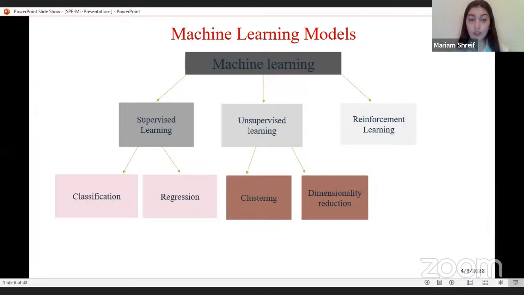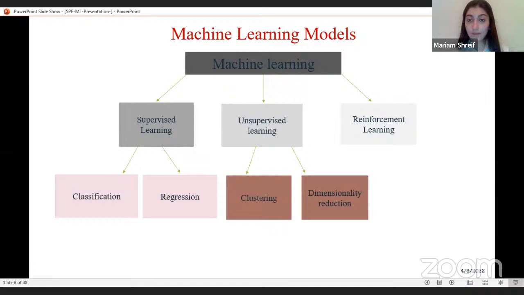Second, we have unsupervised learning. For unsupervised learning, we use algorithms to try to find patterns in unlabeled data. It's further subdivided into two main categories. We have clustering, in which we group data points that have similar features and characteristics. For dimensionality reduction, we try to reduce the dimensionality of a high-dimensional data set.